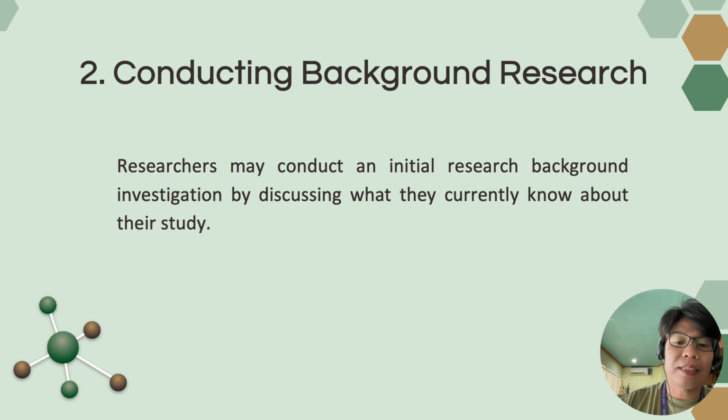Next, conducting background research. Researchers may conduct an initial background investigation by discussing what they currently know about their study. In this part, researchers may start gathering and reading related literature about the problem that they formulated from their observation. You can check some related studies to see if you can duplicate the process or methods they used in conducting the scientific research. You check if you have the same problem and imitate how they conducted their study.